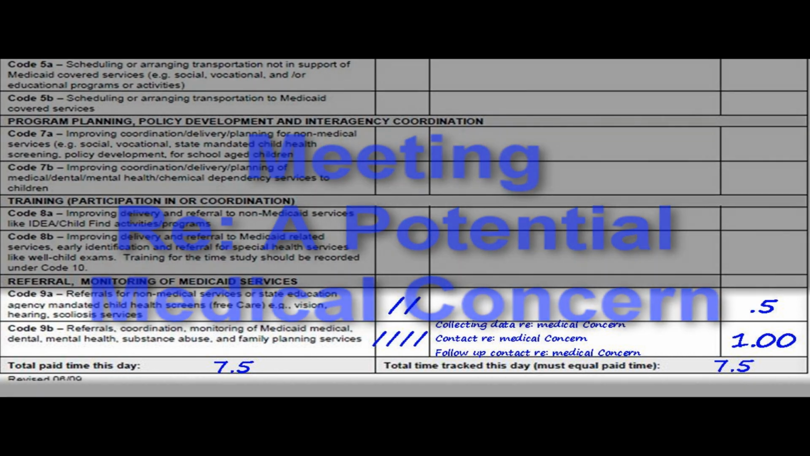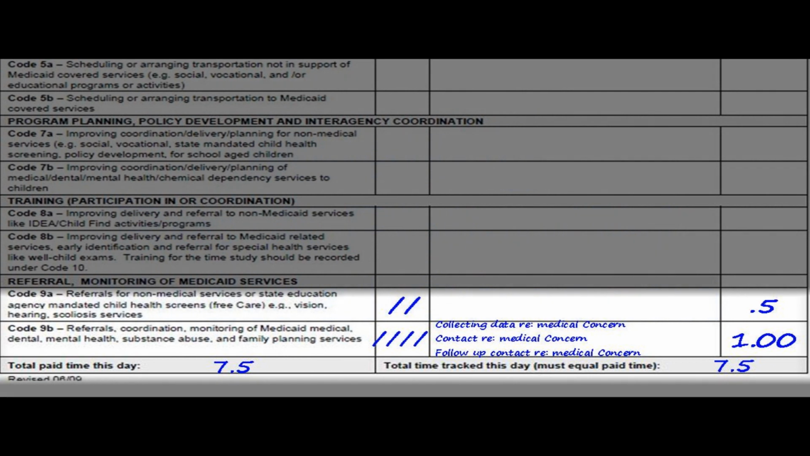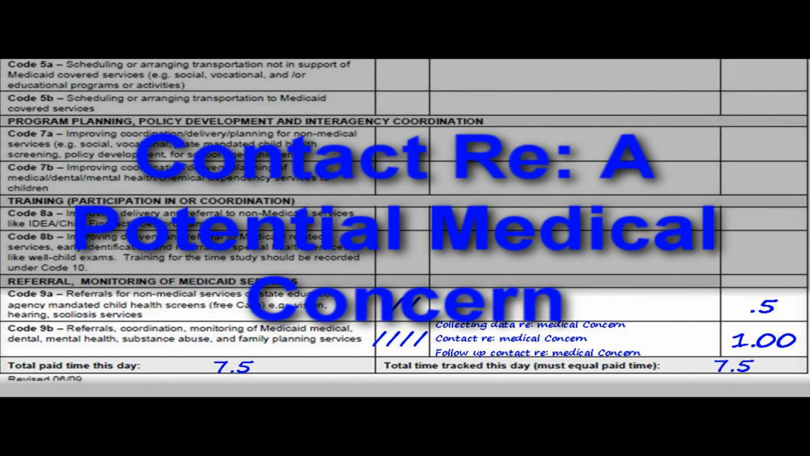Along the line, you find that there is something there, so you talk with either the student, especially when you have students who are older, out on their own, working, independently from their parents, or you talk to a student or a parent about this medical concern. Then the narrative on that would be contact regarding potential medical concern.